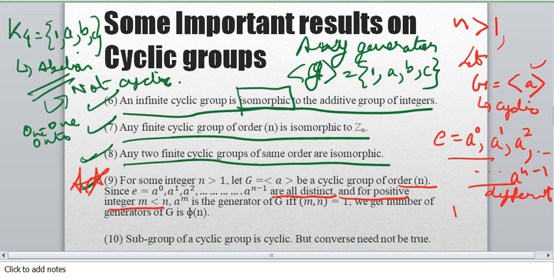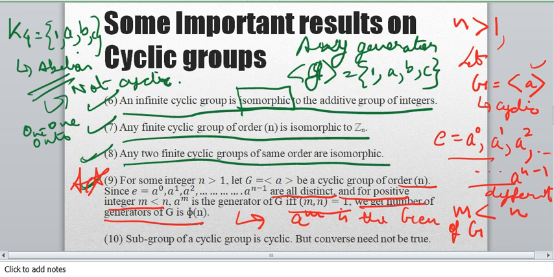Now if we can find a positive integer m which is less than n, then what can we say? We can say that a to the power m is the generator of the group G, if m comma n is equal to 1. We get the number of generators of G, which is phi of n. Again we are going back to the Euler's function, right? Phi of n, you will find the number of generators that way, but if and only if m comma n is equal to 1.